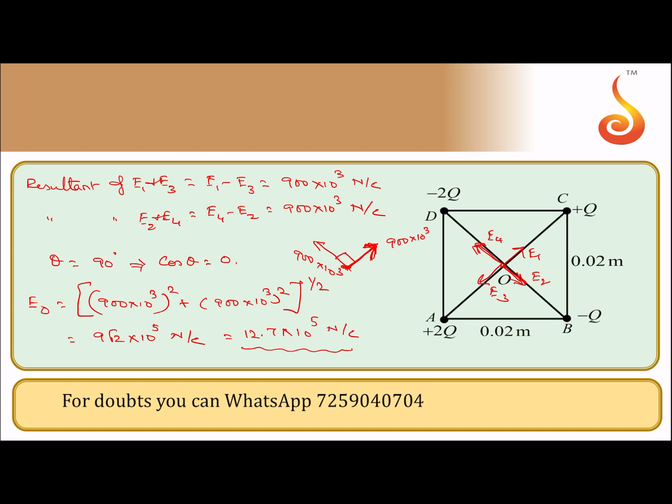Now when I looked at E2 and E4, they are opposite to each other, so they will also subtract. The resultant is E4 minus E2 because E4 is greater than E2 and the direction is along E4. Now these two vectors are at an angle. When I place them tail to tail, the angle is 90 degrees. Cos 90 is 0. Therefore my resultant field is (a squared plus b squared plus 2ab cos 90) whole power half. Since cos 90 becomes 0, it is simply (a squared plus b squared) whole power half, and comes out to 12.7 into 10 power 5 newtons per coulomb.